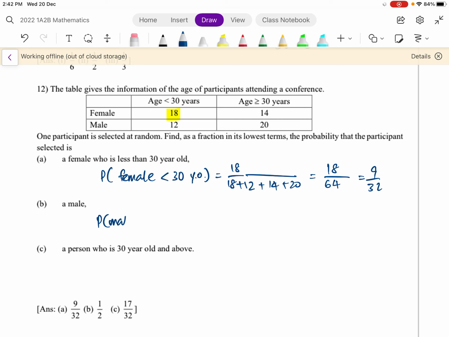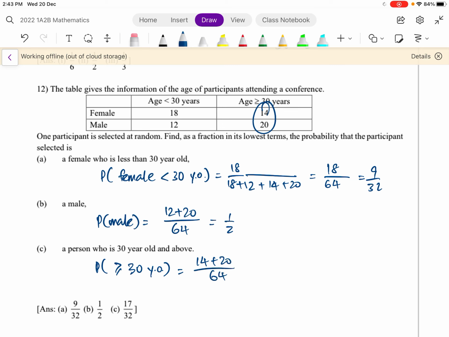Probability male. So male will be our 12 and 20, total 64 people. So that's half, just nice. Probability 30 years old and above, more than or equal to 30 years old. So regardless of male or female, as long as they are 30 or older, we are looking at this group. So 14 plus 20 out of 64. So 34 out of 64, 17 over 32. So that's all.